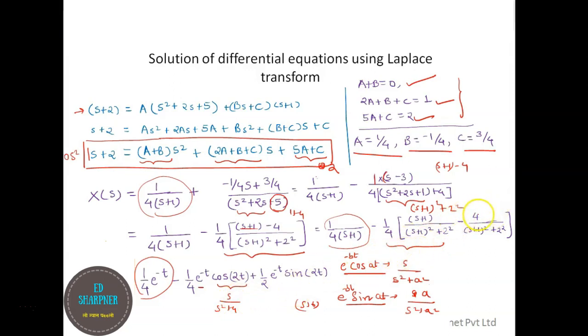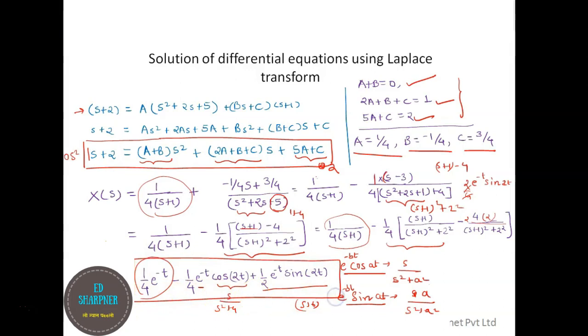What is the inverse Laplace of 4 upon s plus 1 square plus 2 square? The denominator matches with e raised to minus t sin 2t, but the numerator should be 2, and in this case it is 4. That means we have multiplied by 2 to the original function. But there is division by 4 outside. So basically, the last term will be 1 by 2 into e raised to minus t sin 2t. This is the final solution for x of t.